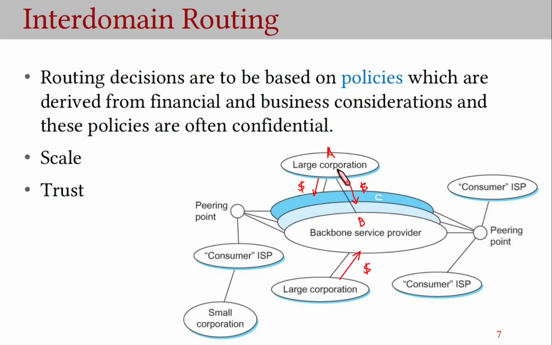Otherwise, we send the traffic through C. And it may also specify that I don't want to carry traffic between B and C, because realize that the money flow is always towards the provider. And so if this corporation A, for example, starts carrying traffic from, let's say, this provider to B, then basically it's paying, right, for providing service to both of these providers. It's not gaining anything.